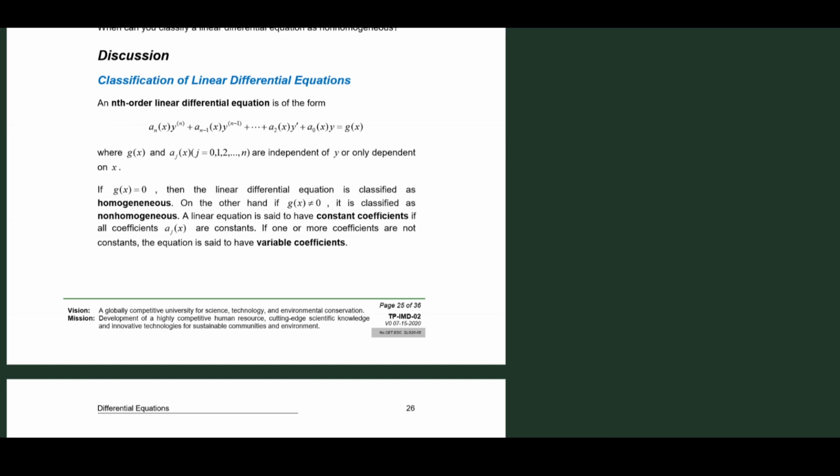So let's proceed to some examples in order to clarify this classification. Let's start with the first one. We have y double prime minus y is equal to 0. First, let us ask ourselves if this is linear in the first place. As you can see here, we have our coefficients: 1 and a negative 1 for y. So we can say that this is linear, right?